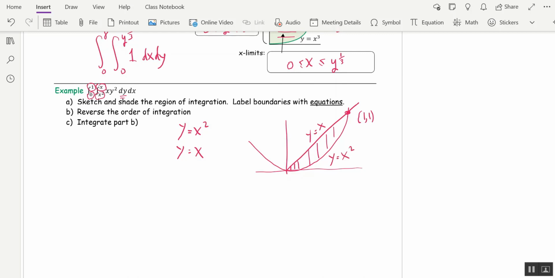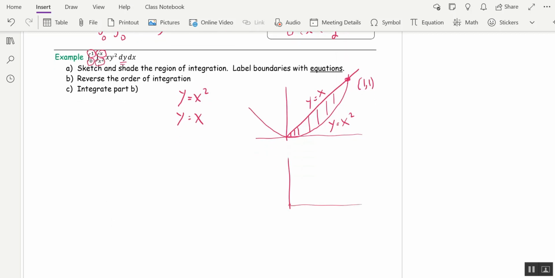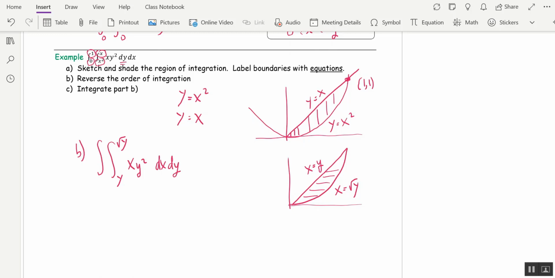Okay, now we want to reverse the order of integration. I'm going to draw a new picture. I'm going to be integrating with respect to x first. So I need to solve both of those equations for x. x is y and x is root y. And I want to think horizontal lines. So my new double integral for part b, x is going to go from y, that's where it starts, left to right, to root y. The integrand just sits there, x y squared, dx dy, and then y goes again from 0 to 1, because that's the value up on the y-axis where the region ends.